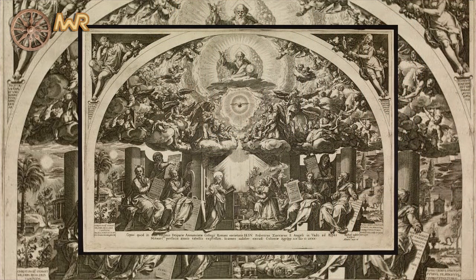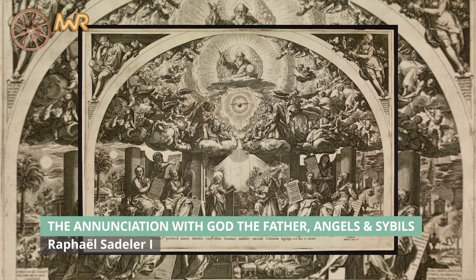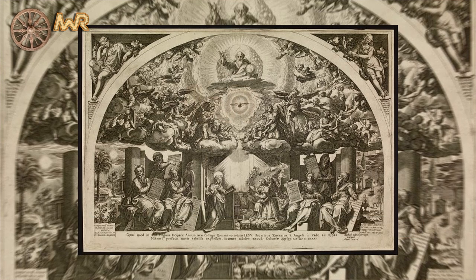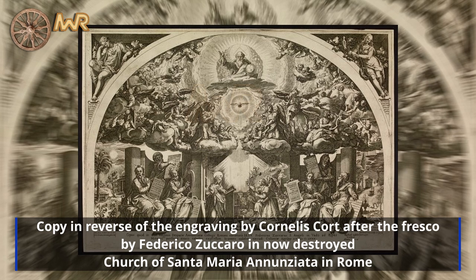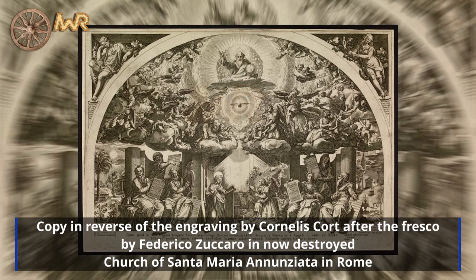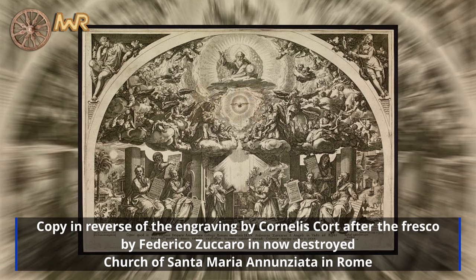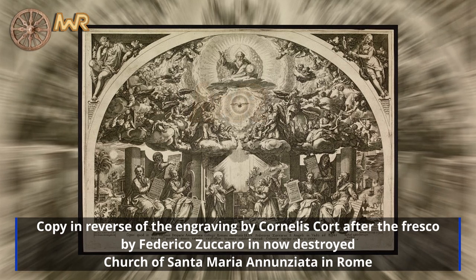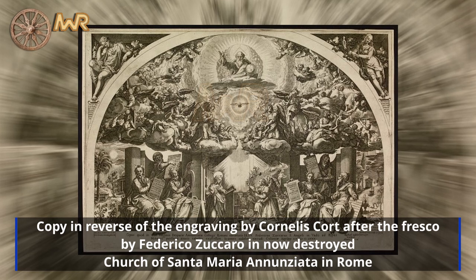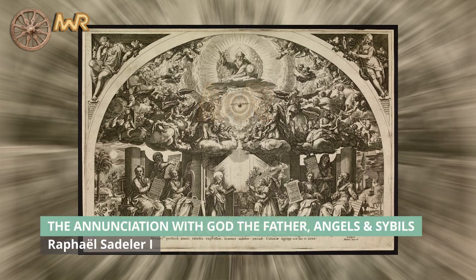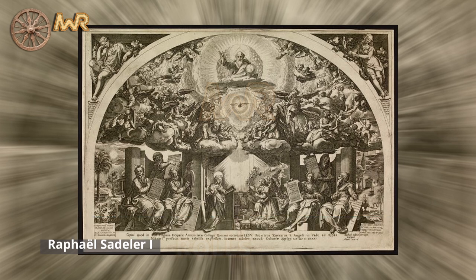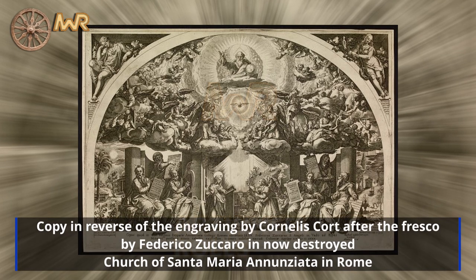So this one is actually the image of Annunciation, it doesn't exist. It's a copy in reverse of an engraving, and actually this was painted in a church. So maybe the style is naturalistic, but it is not realistic. So suppose this was a decoration in the church. What would be the feeling of somebody who enters there, who enters in the church? Annunciation with God the Father, angels and sibyls. A copy in reverse of the engraving by Cornelius Scott after the fresco by Federico Zuccaro.